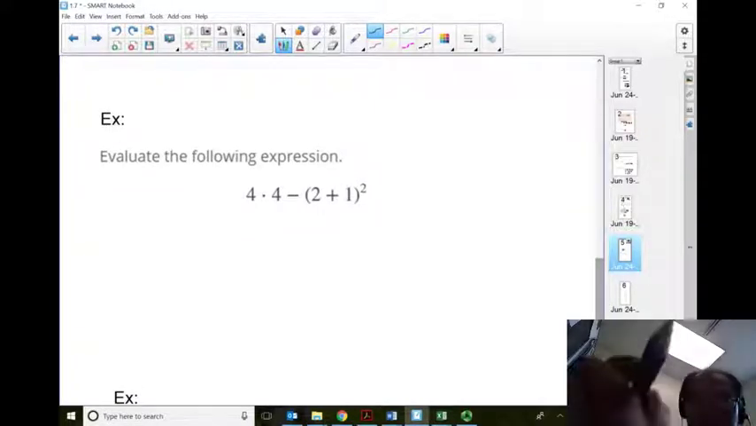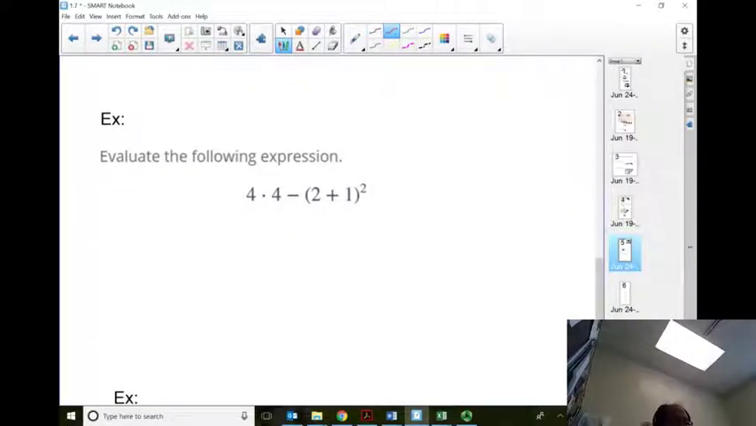All right, this is a very interesting one. Looking for addition and subtraction signs outside the parentheses. If you read this problem from left to right, it is 4 times 4 minus, parenthesis, 2 plus 1, whole thing squared. This minus sign is outside the parentheses, so I use it to separate my terms. What's in front of the subtraction sign has got to be one term, and whatever is behind it has got to be one term.